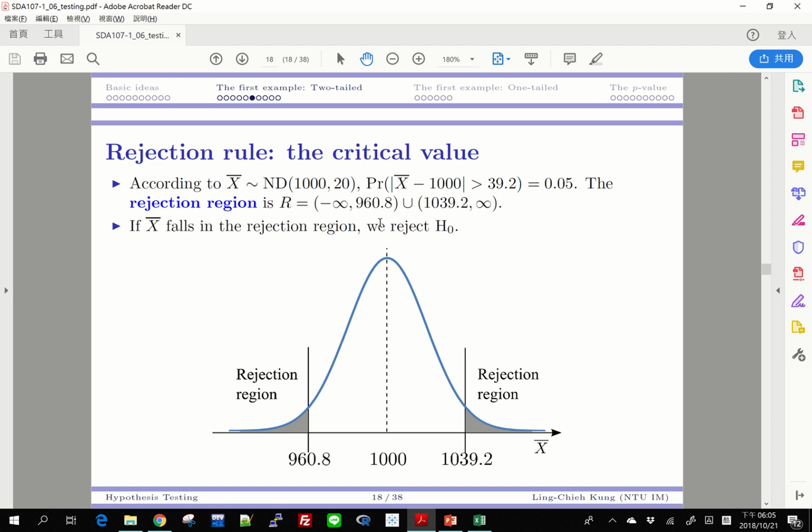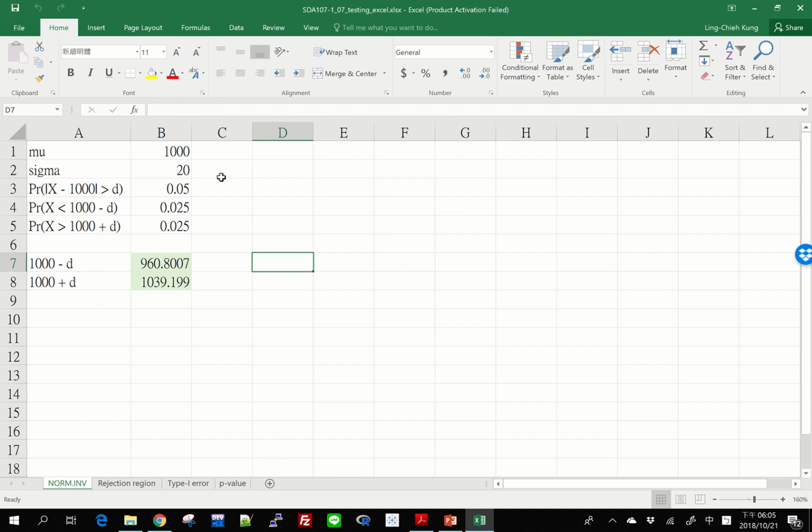So now what I'm going to do is to show you that, at least in Excel, we need to know how to get that 960.8 from this problem setting. Okay, so let's come here.